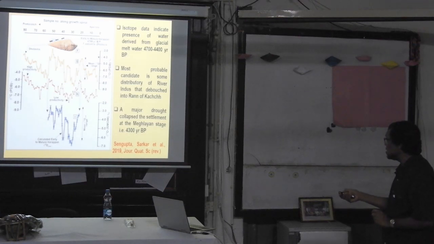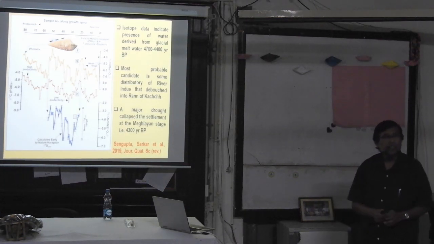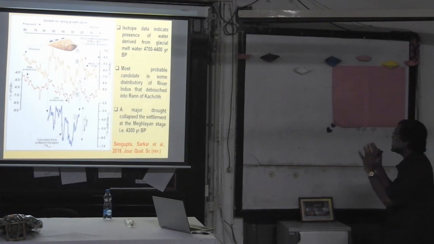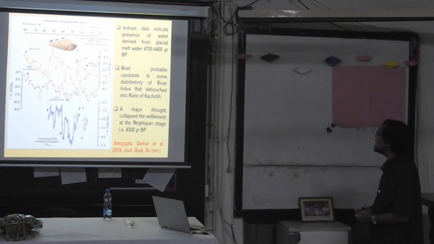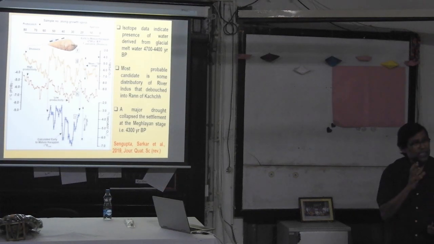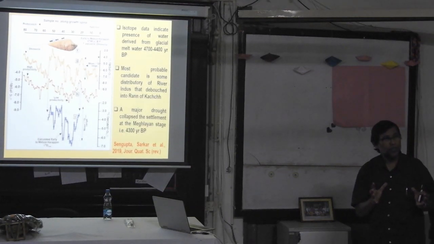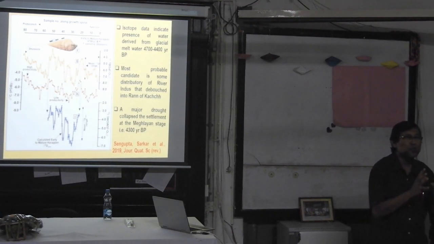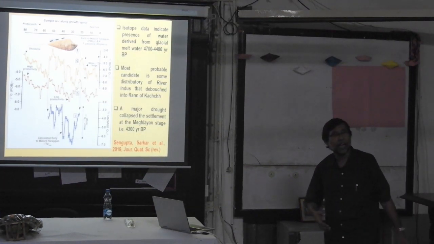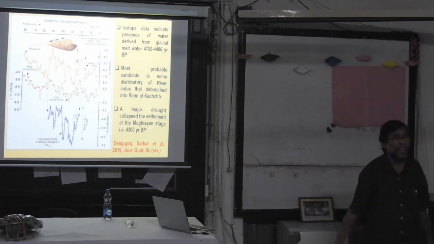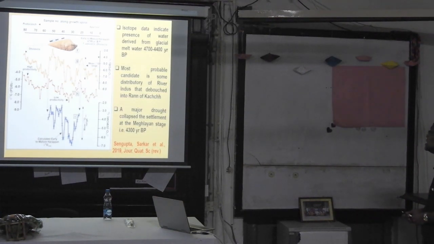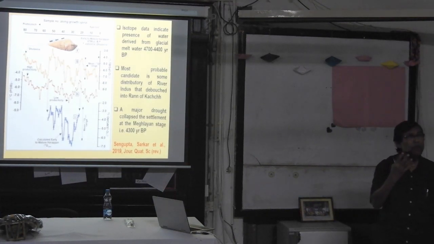This is under revision in the Journal of Quaternary Science. The main points are, the isotope data indicate the presence of water derived from glacial meltwater. That means the water which was coming into the mangrove had some contribution from glacial meltwater. Okay? And this paper we basically finalized when Professor Bhattacharya was also there at our IIT. We started discussing every day. We also did it by many other proxies, where laser ablation studies we have done. But then we were wondering where the glacial meltwater was coming from.